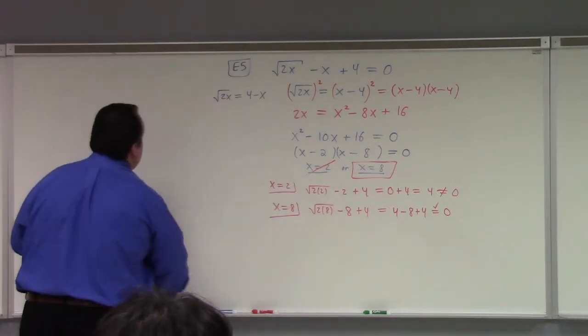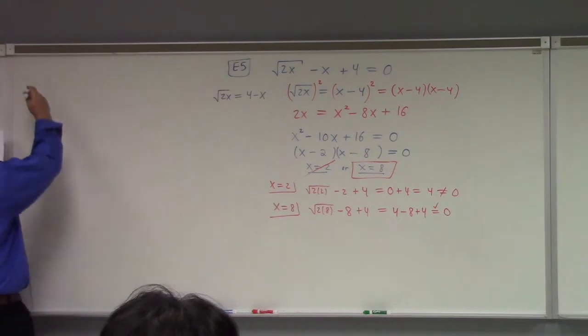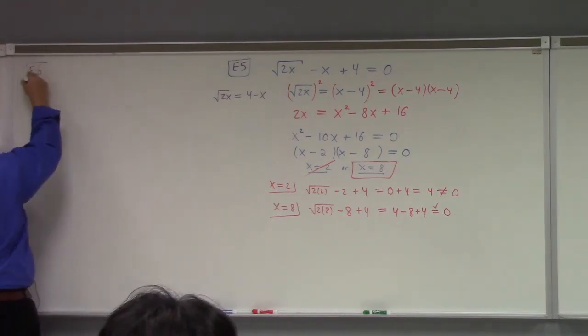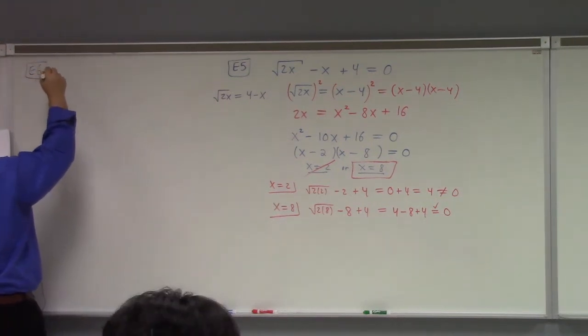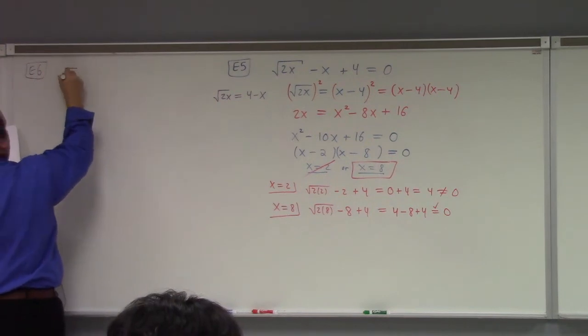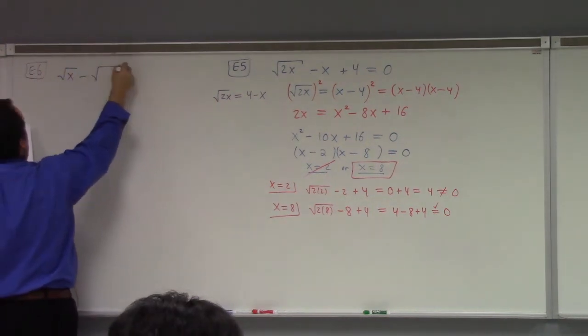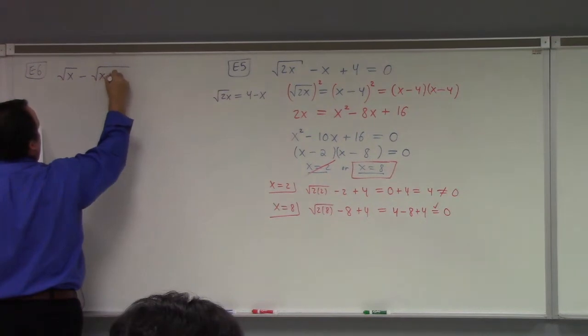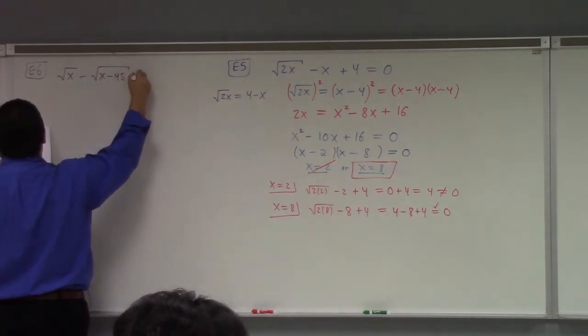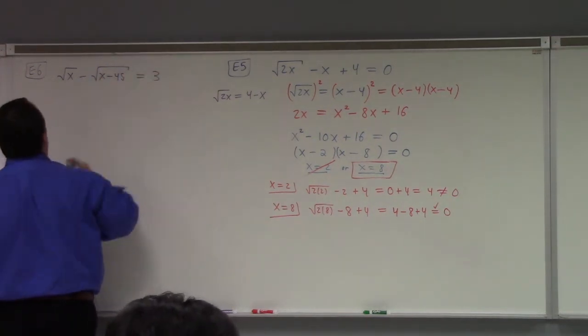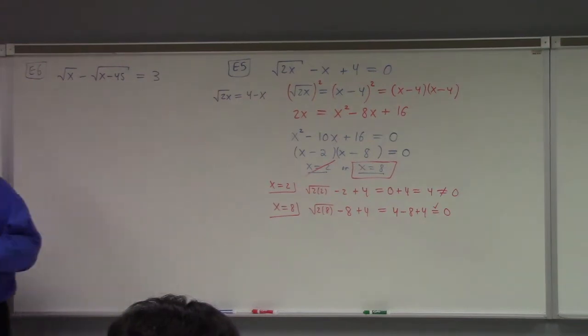All right, so next example here. Now this one is a little bit different pattern. Here we've got square root of x minus the square root of x minus 45 equal to 3. How are we going to attack this one here?